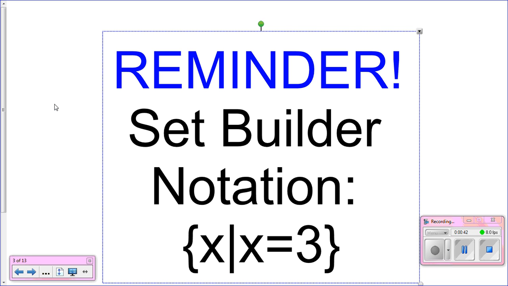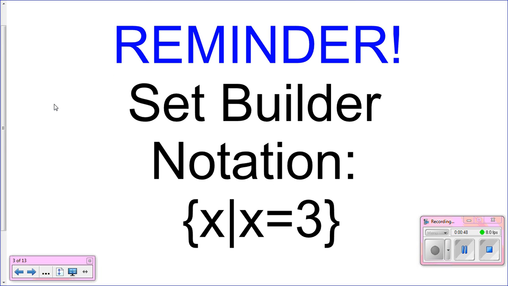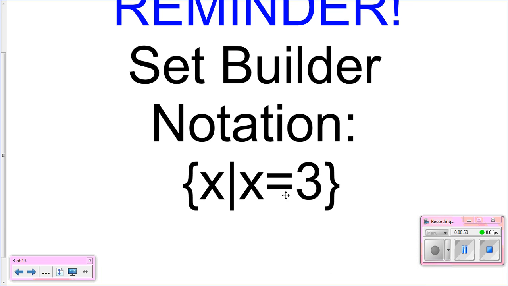So, reminder about set builder notation. We are going to be using this unit as well. Set builder notation lets us know what the set is. It kind of gives us the rule of everything that's in the set, so we know what's allowed. So here it says the set of all x such that x equals 3. So that's only going to be one number in the set, because that's only one possibility. There's only one number that equals 3.